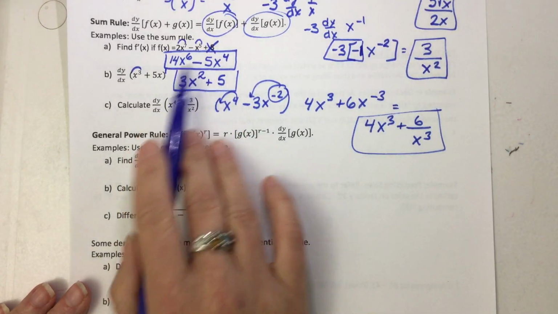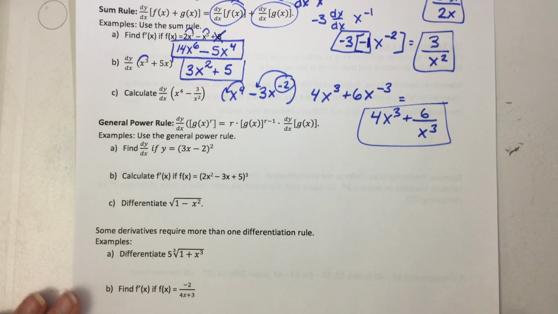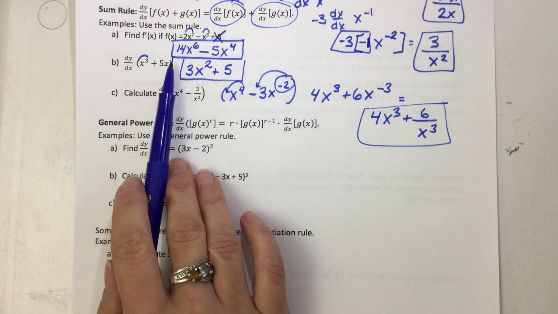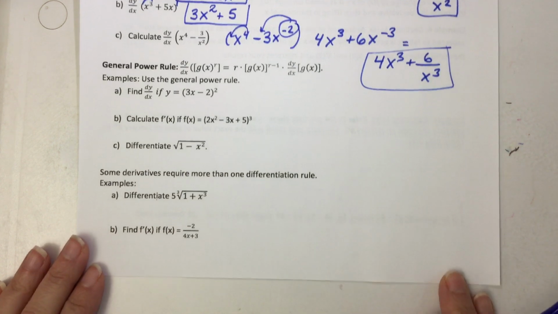If you have more than one term, whether they're being added or subtracted, because remember, subtraction by definition is addition of the opposite. So even when you're subtracting, it still follows the rules of addition. So sum rule, you just find each derivative one piece at a time. Okay, now general power rule.